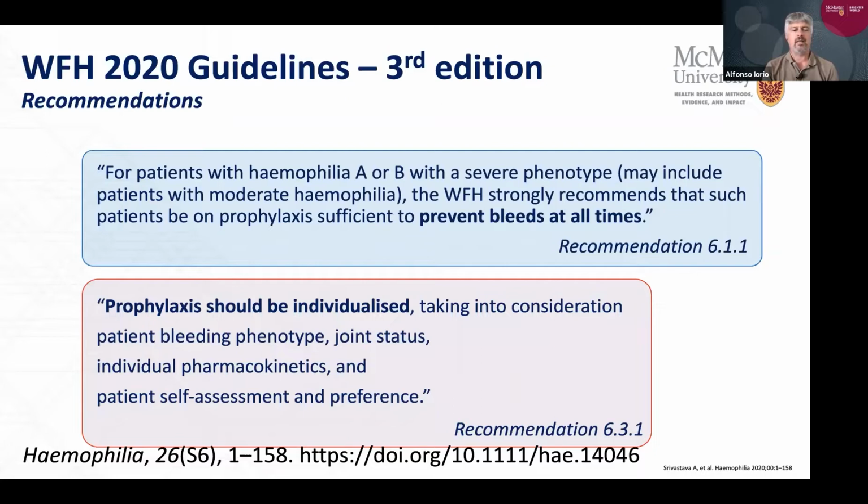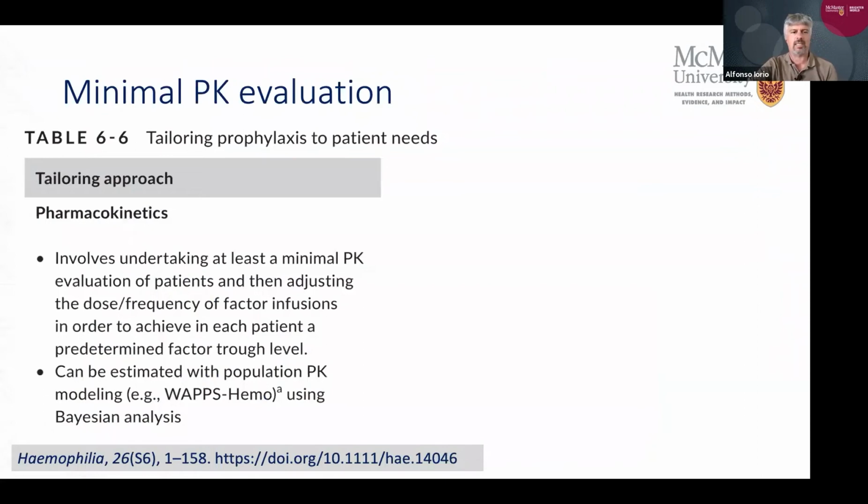which leads to recommendation 6.3.1, where it says that prophylaxis should be tailored to the individual, taking into consideration the bleeding phenotype, the joint status, and individual pharmacokinetics, plus, of course, how the patient is doing and their preferences in terms of goals and so on. So individual pharmacokinetics is now the mainstream way to go with prophylaxis, and the guidelines say that you really need to do a minimal PK evaluation of the patient and then adjust dose and frequency based on individual PK.